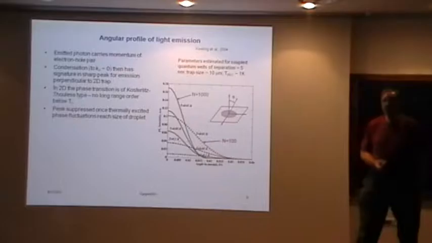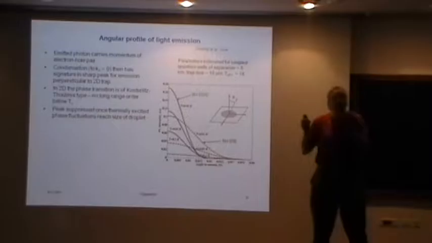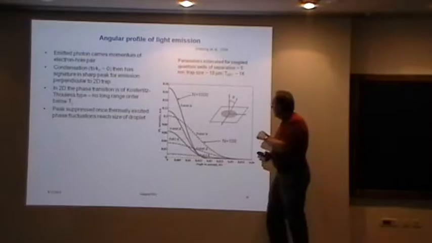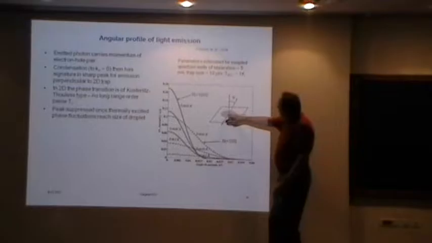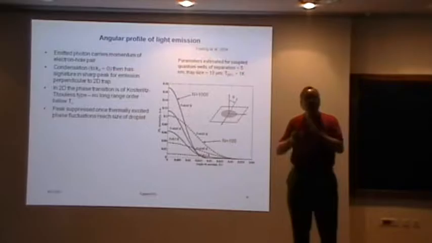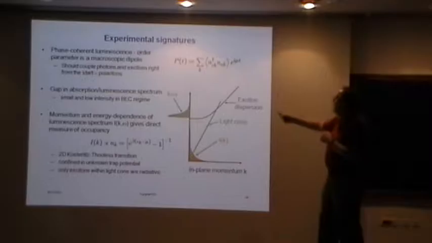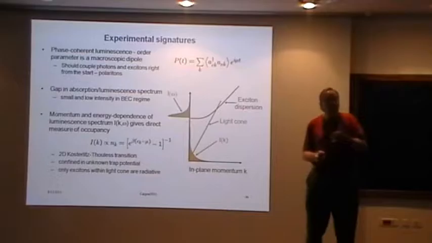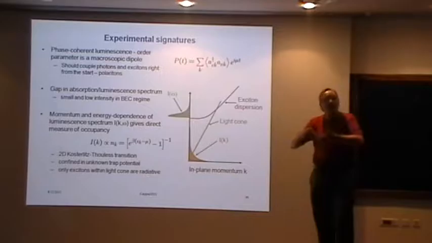So what do you then expect for the angular profile of the light emission? It turns out to be pretty tricky. The first thing is that if I'm in 2D, I'll imagine I have a finite size spot which is occupied, and now I want to understand how that spot will radiate as a function of angle. Because it's 2D, the transition will be Kosterlitz-Thouless. What that means is that, although there will be a phase transition at some finite temperature, there will be no long-range order in this system, except at T equals zero.